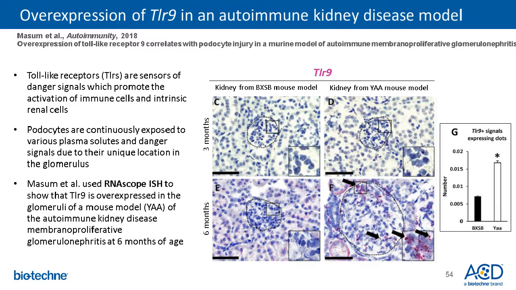Given the quantifiable nature of the RNAscope dots, they also quantified the number of toll-like receptor 9 dots in the kidney, confirming the greater expression of TLR9 in YAA mice compared to control mice.